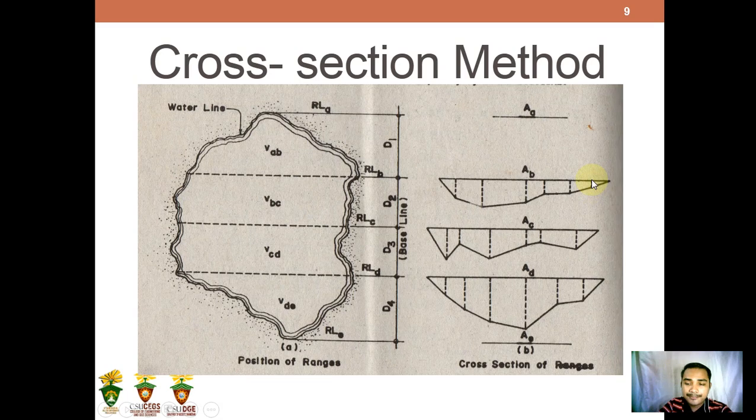and from those verticals you get the depth of the specific vertical, and you also determine the distance between those verticals. The same goes for range line C, range line D, and range line E. Then after that, you get the area of that specific range line, like the total cross-section of range line B, the total cross-section for range line C, and the total cross-section for range line D. And from that, we are going to use the prismoid formula in determining the volume. So that is the concept of the cross-section method.